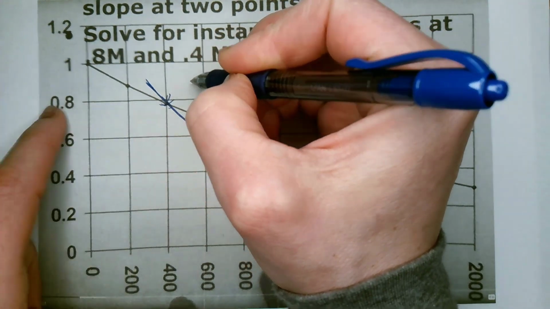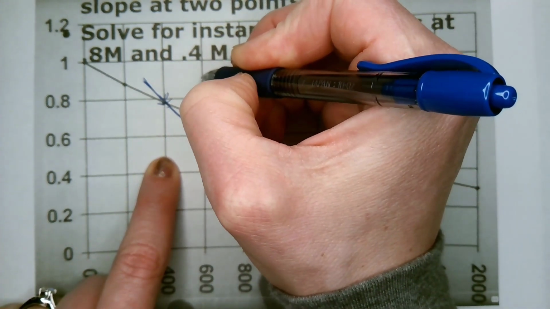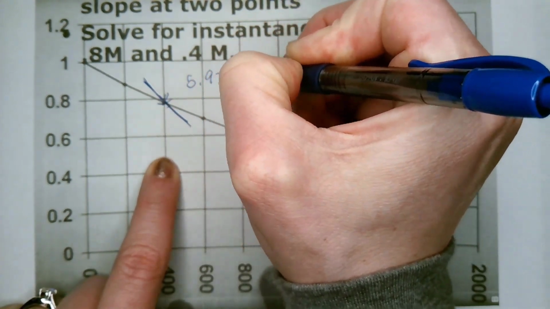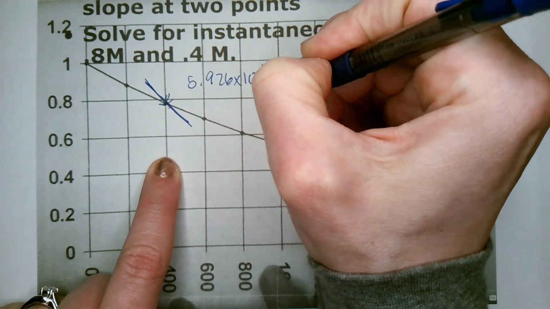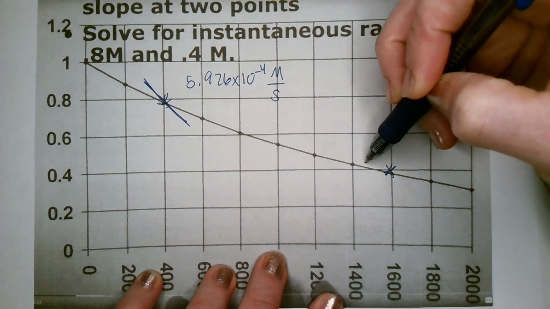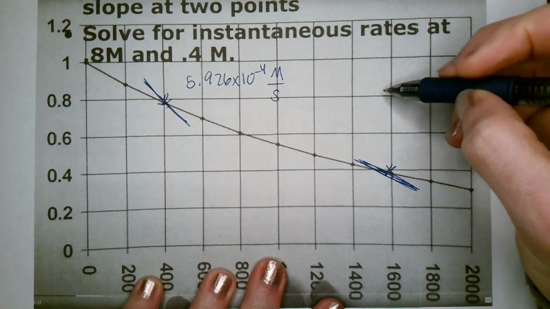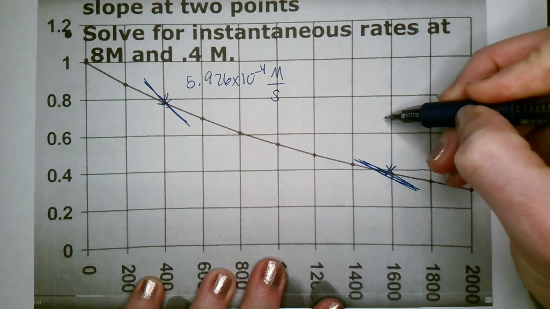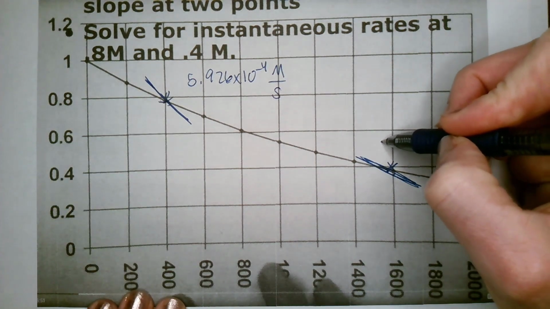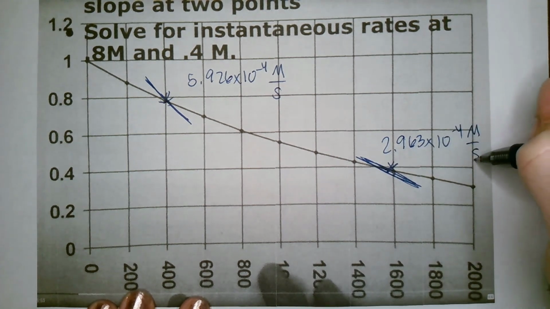But if we did that instantaneous point over 400 seconds, or it'd be a negative 400, we would get a rate of 5.926 times 10 to the negative 4th molarity per second. The same was also done at 0.4 molarity. Again, we found the tangent to this graphically, and we took that information and divided it by the change in time, and that was given to us as 2.963 times 10 to the negative 4th molarity per second.